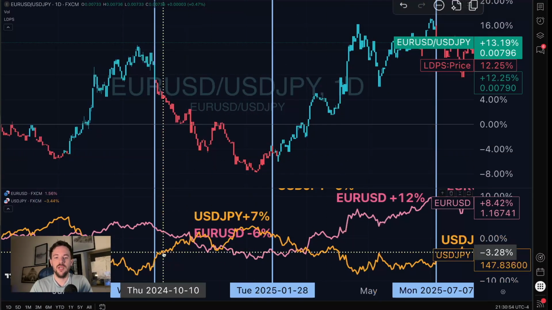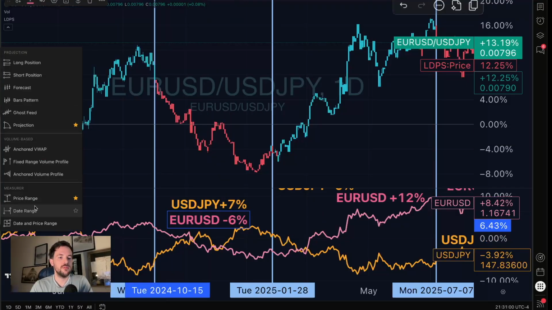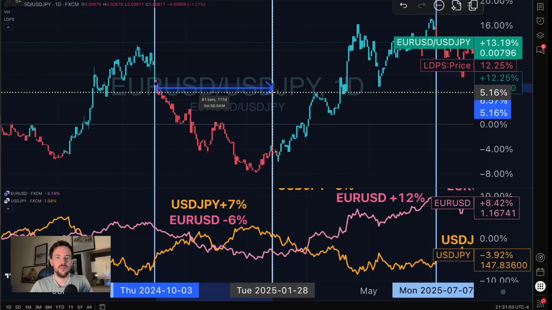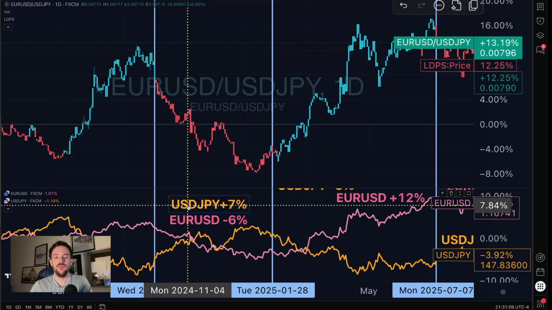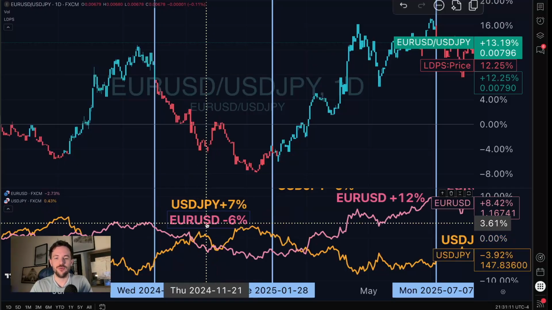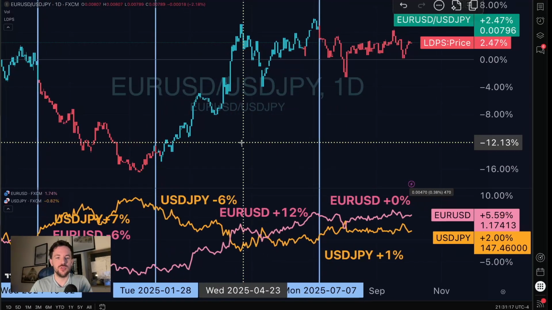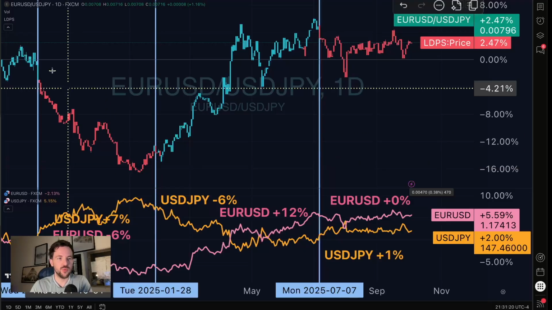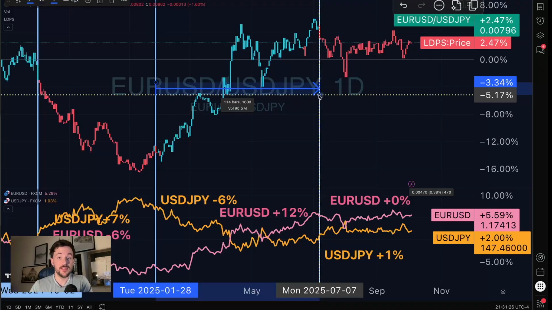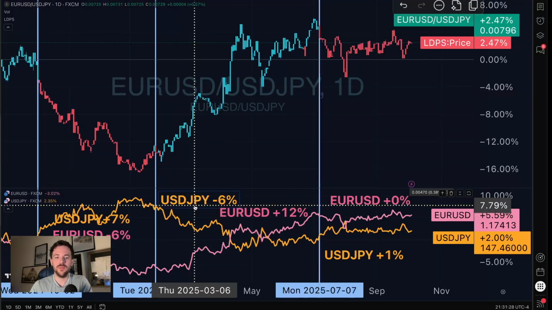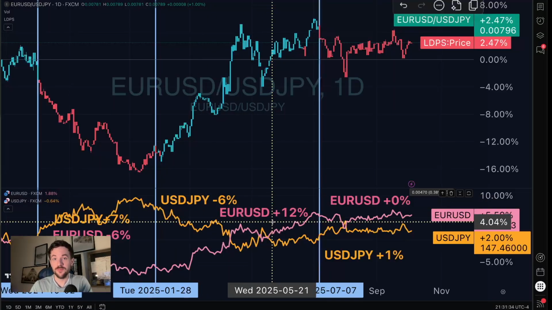Let me see, make sure you can. So the Japanese yen during this period, which was how long? So again, this is the daily. So that was 117 days. So during this period, the yen did 7%, while the euro did -6%. Then we move over here, we see that liquidity switched to bullish about on January 28th, and it lasted for 160 days. And we see during that time, the Japanese yen did -6%, while the euro did 12%.